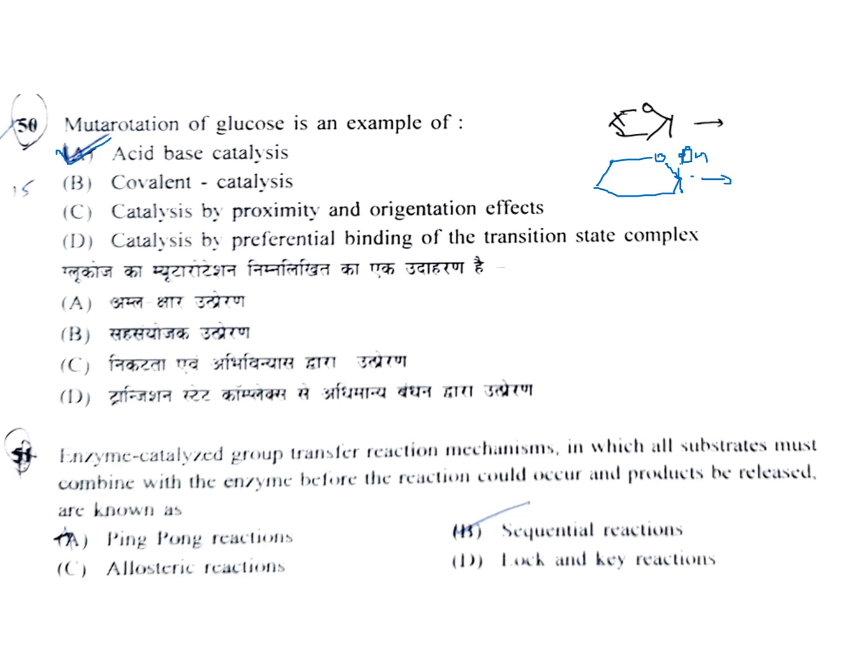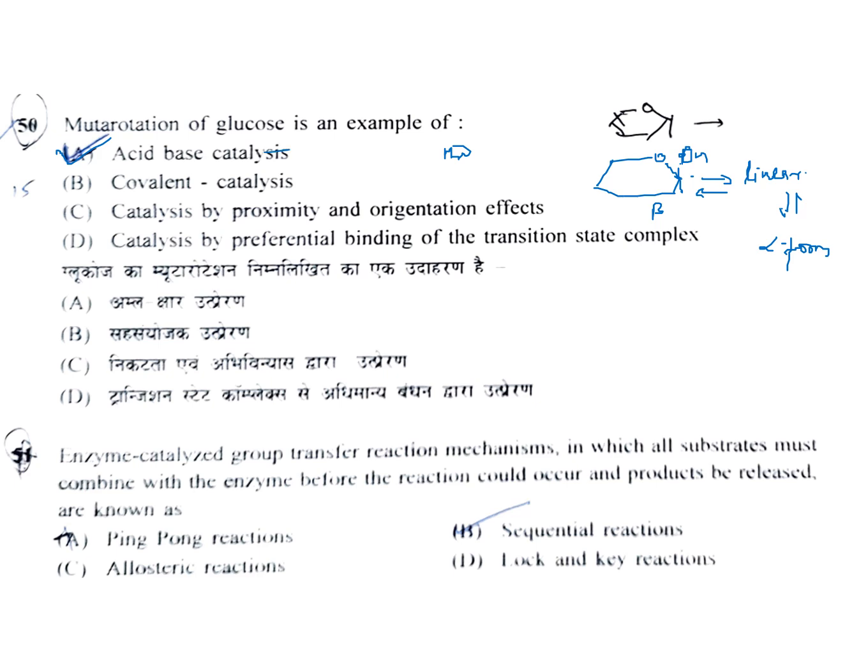So in solution, it could first be converted to the linear form, and then from this beta form it can be converted to an alpha form. So this is called mutarotation, and because it needs a water molecule, this is called acid-base catalysis.